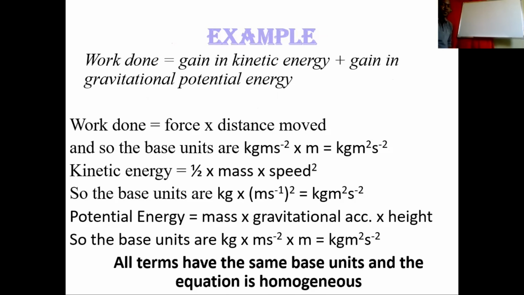If we look at this one that says work is equal to gain in kinetic energy plus gain in gravitational potential energy, let's find the unit of work done. Work we know is force times distance, and force is measured in newtons, or kilogram meters per second squared, because force is mass times acceleration. So it's kilogram meters per second squared times the distance, which is measured in meters. So we get kilogram meters squared per second squared.